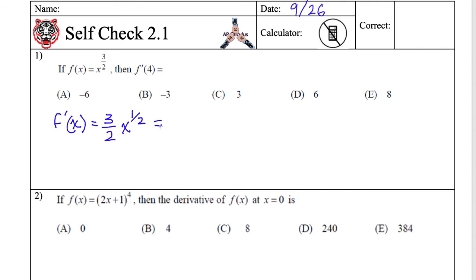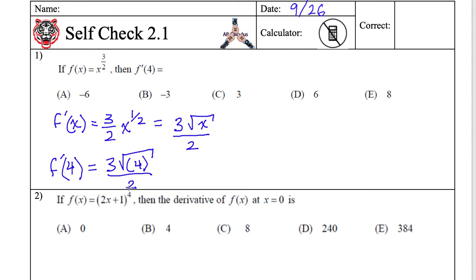And if I want to rewrite that slightly differently, I can say it's going to be 3 square root of x, all of that divided by 2. X to the 1 half is the square root. And then finally, I'm going to plug in 4, f prime of 4. When I plug in 4, I'm going to get 3 times the square root of 4, all of this divided by 2. So first I do square root of 4, which is 2. 2 divided by 2 is 1, so it's just 3. Correct answer is C. Thumbs up, thumbs down.